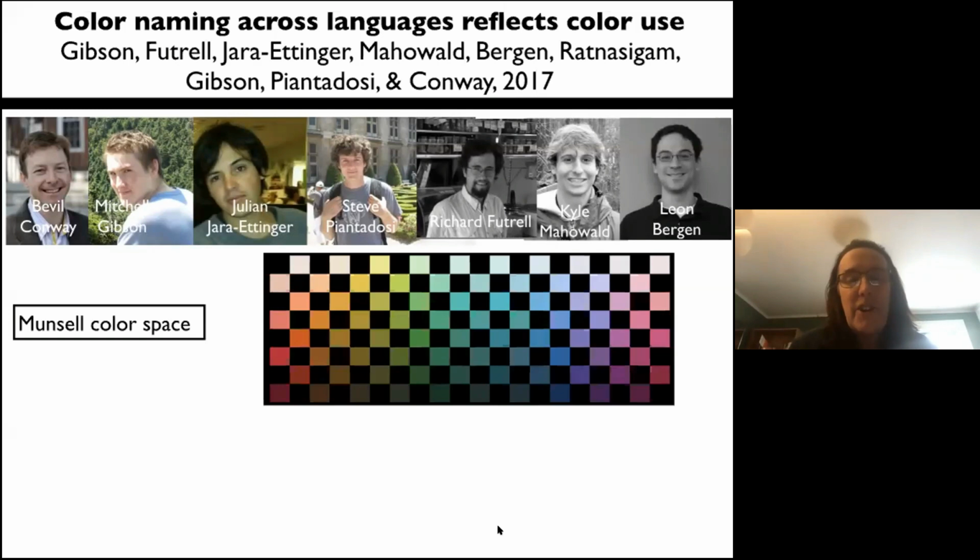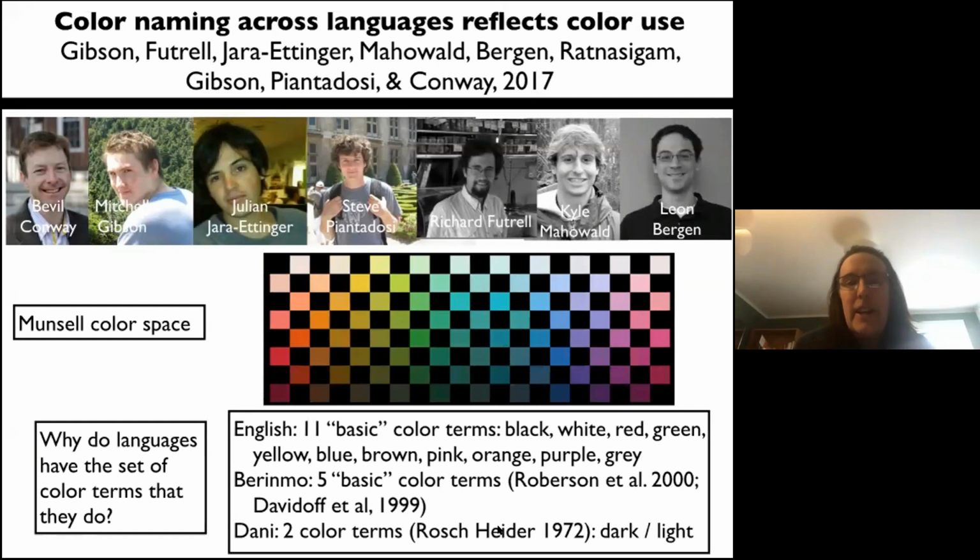But fascinatingly, languages are really different. English and all of the languages we speak here, the industrialized language cultures, have at least 11 terms that everyone knows. But if you go to non-industrialized cultures, you'll find they have many fewer. A language like Burinmo, which is in Papua New Guinea and was studied by Roberson et al., has only 5 terms that most people know. And the Dani is a really interesting group, which has only 2 terms, basically black and white, and doesn't talk about anything else in the middle. That's by Eleanor Rosch, famously back in the 70s.